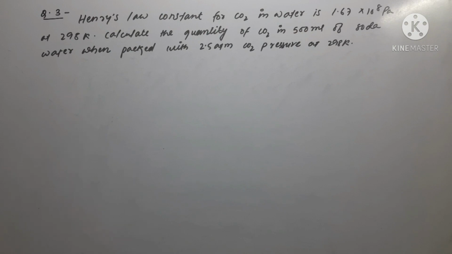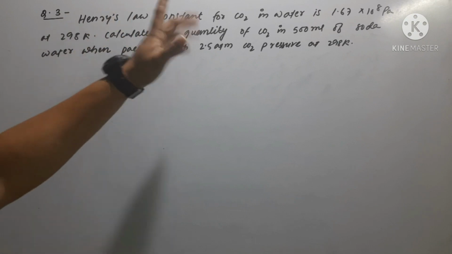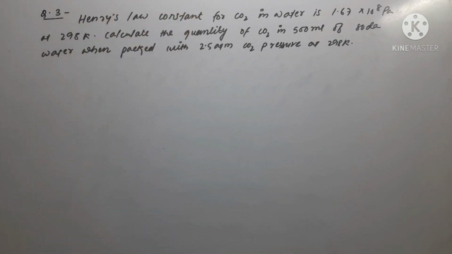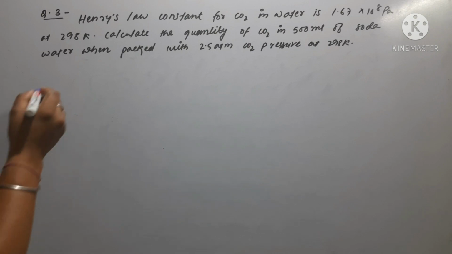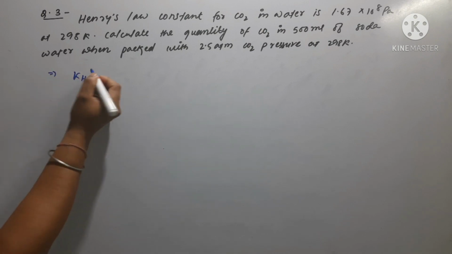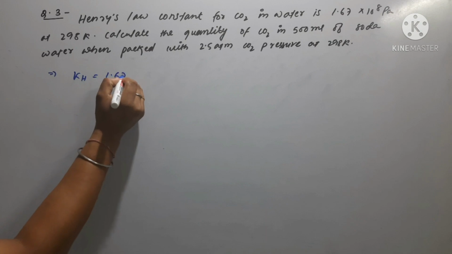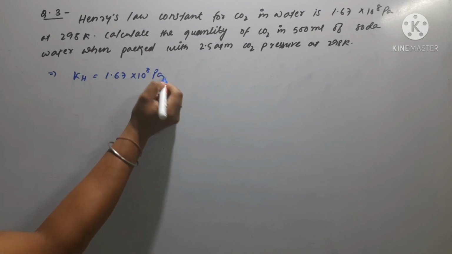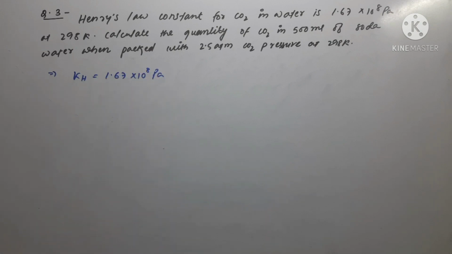Okay, here is our third question, which says that the Henry law constant for CO2 in water is given as 1.67 into 10 to the power 8 Pascal at 298 Kelvin. What is given to us? KH, and it is for carbon dioxide. It is 1.67 into 10 to the power 8 Pascal, which is at 298 Kelvin.